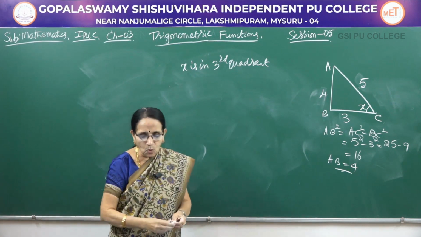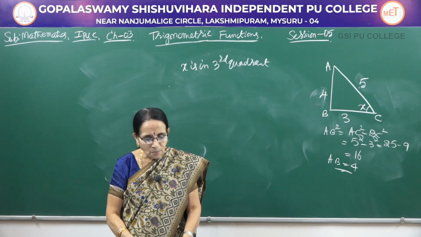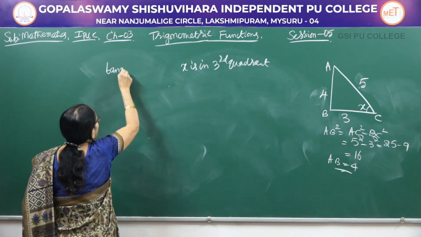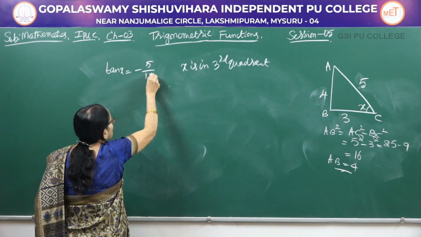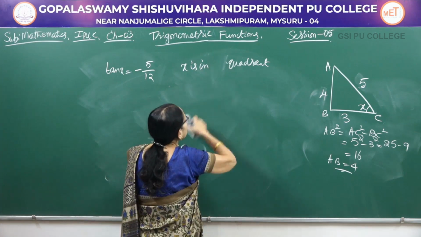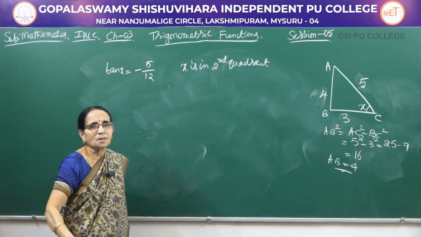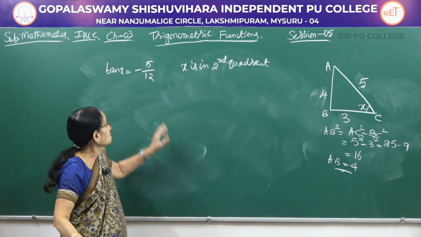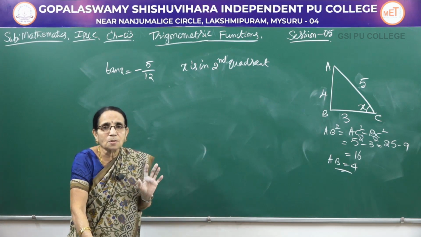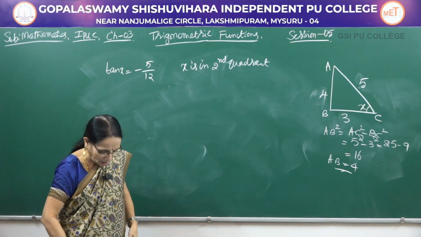Okay. Now, let me move on to the next problem. In the next problem, I am giving you the tan ratio. Tan x equal to minus 5 by 12, and where does x lie? It lies in the second quadrant. That is why I have given the minus sign, because you know that in the second quadrant, only sine and cosecant are positive, all the remaining are negative.